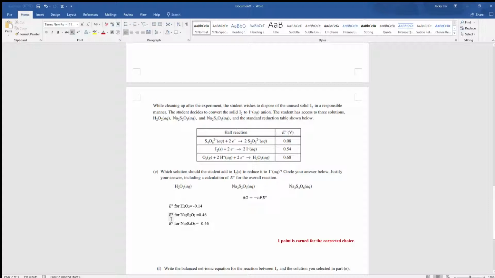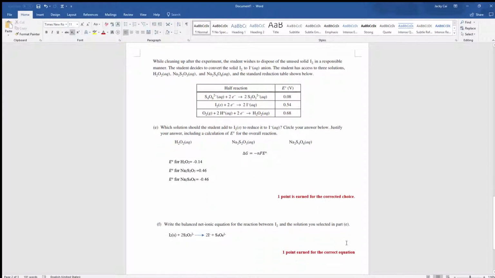The correct choice for the solution should be Na2S2O3 because it has a positive E value, and if we want the reaction to be spontaneous, we need delta G to be negative. So using a positive E value should get us a negative delta G value. And for this question, 1 point is earned for the correct choice.